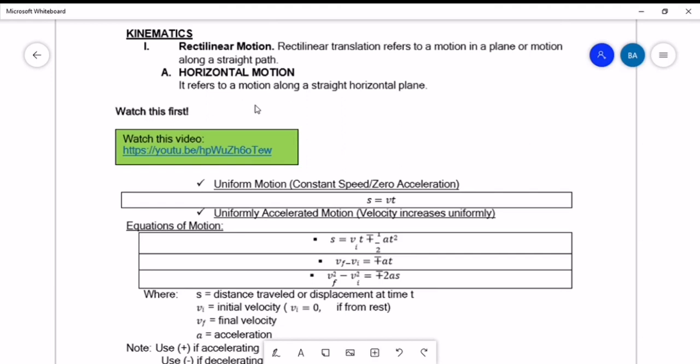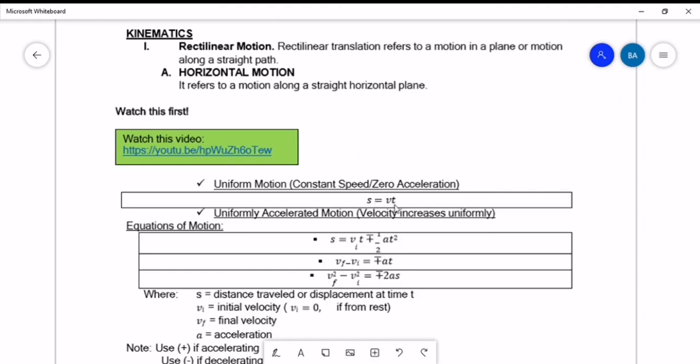At this point, let's focus on the horizontal motion. When we say horizontal motion, it refers to a motion along a straight line, as along a straight horizontal plane. So for our last topic, we already discussed.